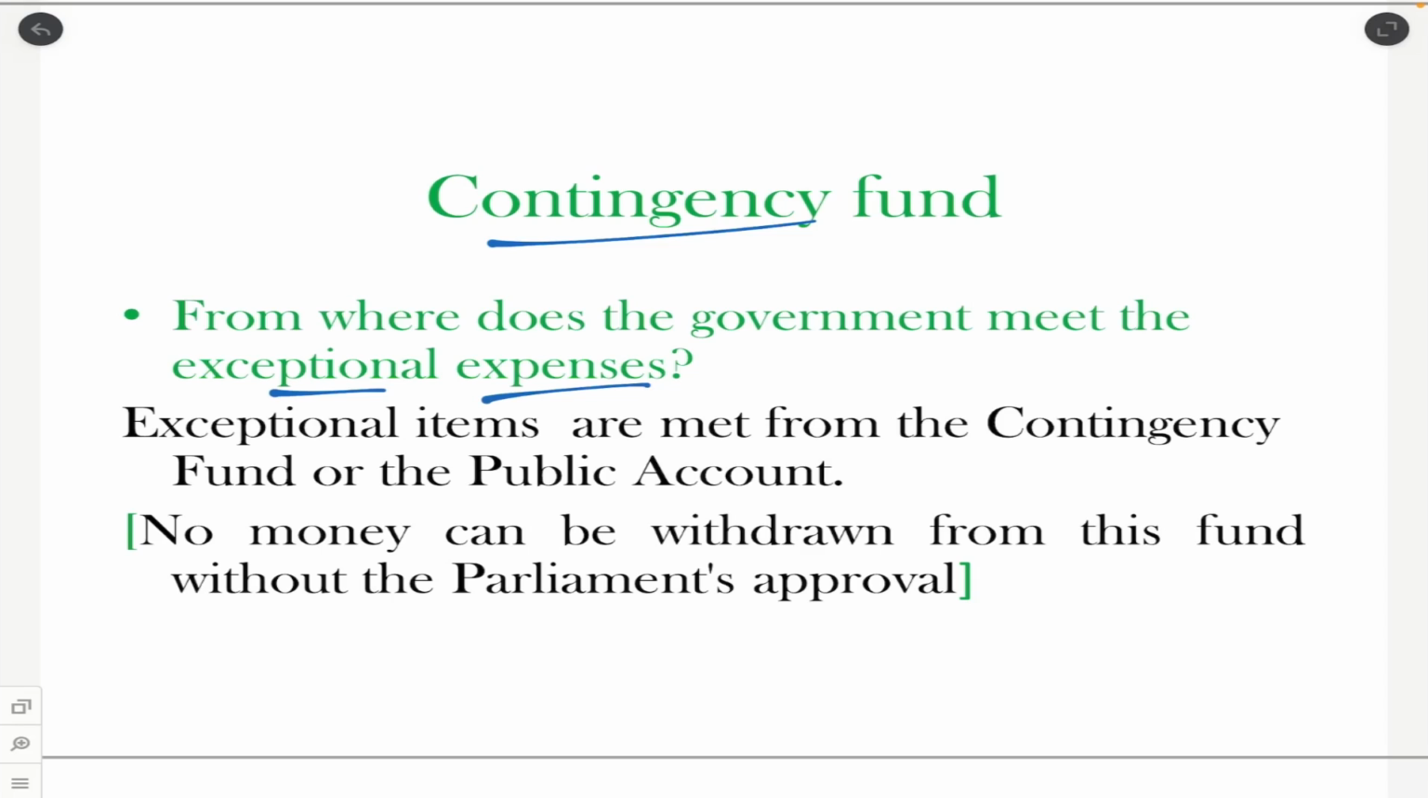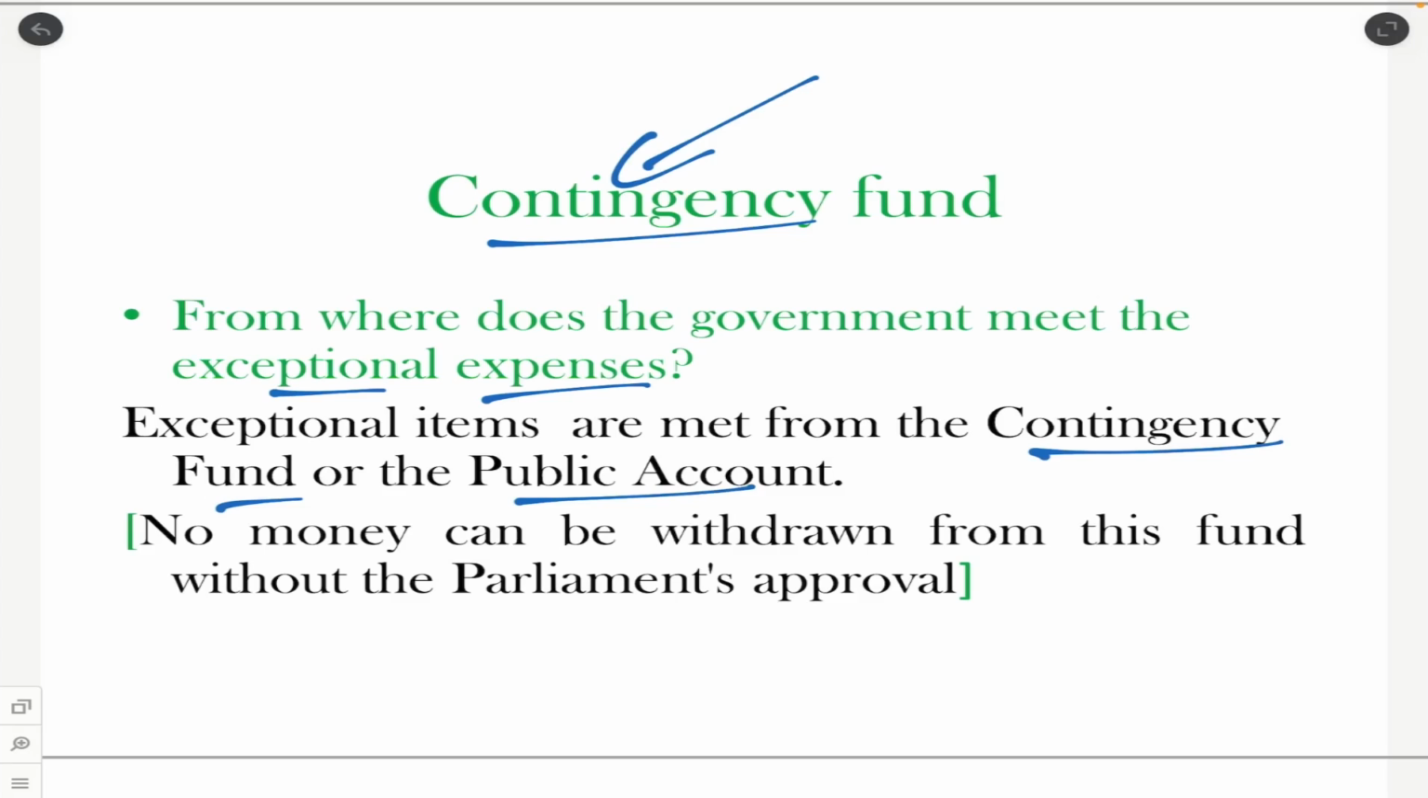So to meet that, money is required. So where do we bring such money? We bring such money from the contingency fund. Exceptional items are met from the contingency fund or even the public account. So during the time of exceptional expenses, we take money either from the contingency fund or from the public account.